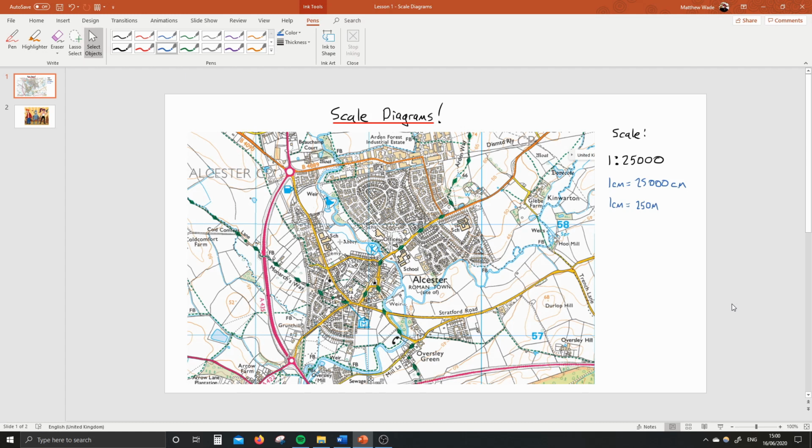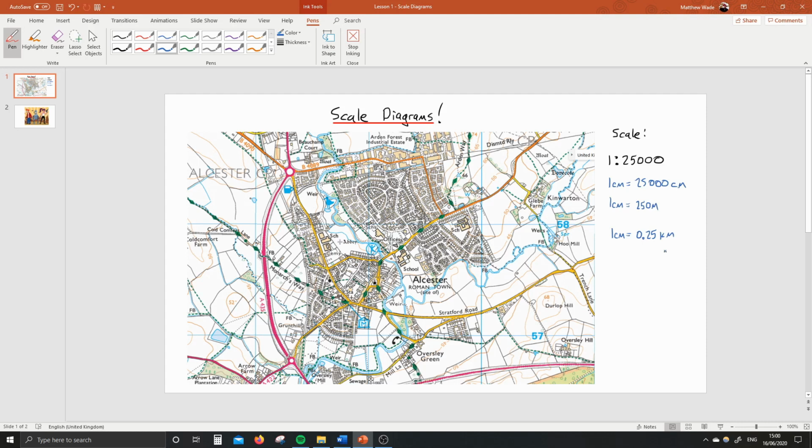So, who remembers? How many meters to the kilometer? If you said 1,000, you're absolutely right. There's 1,000 meters in a kilometer. So this is what we do. We're going to divide by 1,000. That means the decimal goes 3 times. 1, 2, 3, in front of the 2. And that means actually that 1 centimeter is equal to 0.25 kilometers.